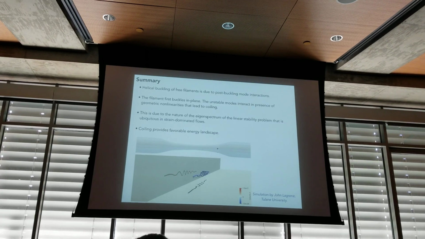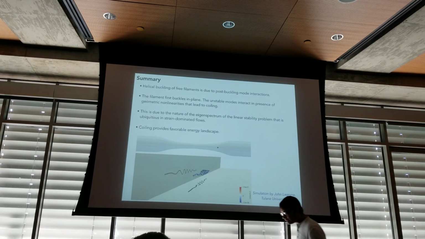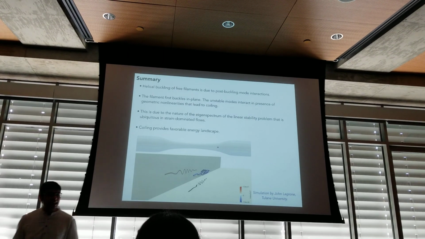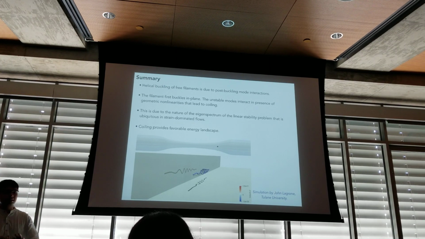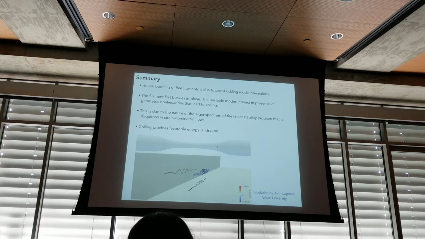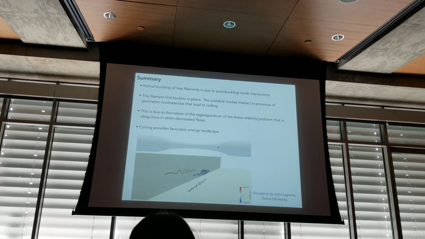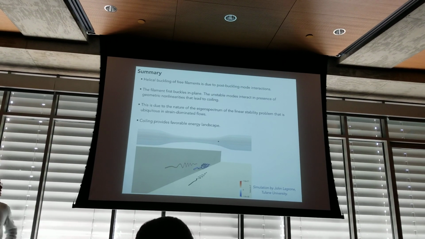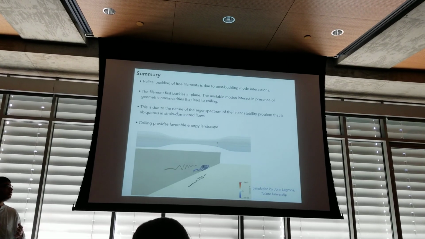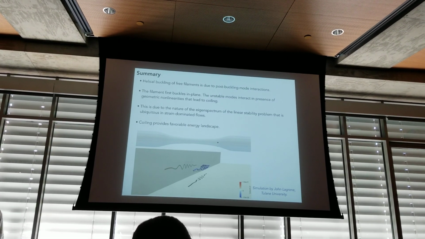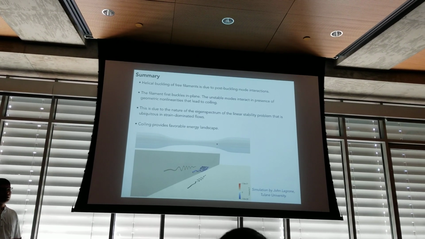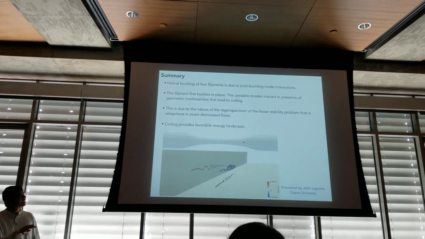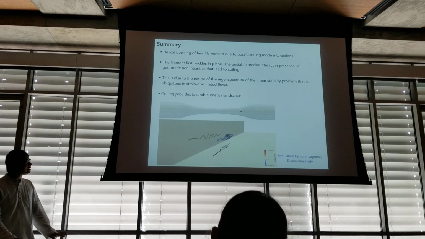Okay, so in summary, I've told you about why coiling happens, and that's because of interaction of unstable even and odd modes. And these interactions are encouraged because of this particular form of the eigenspectrum. It turns out that if you have any strain-dominated flow with a filament, then this eigenspectrum is quite robust. It's observed in many cases. That's why we see it is so ubiquitous and seen in so many cases. There are some other physical arguments that you can go for in favor of coiling, like it has a favorable energy landscape and so on and so forth. But I think I will skip those details.